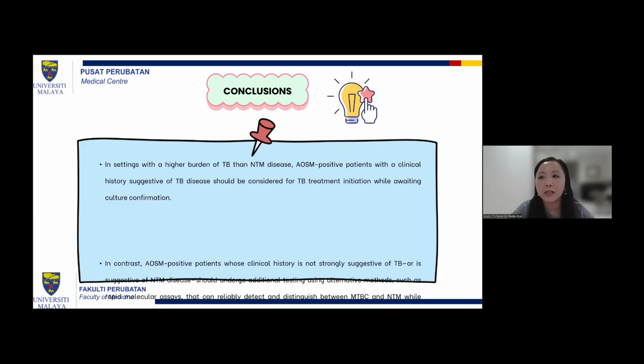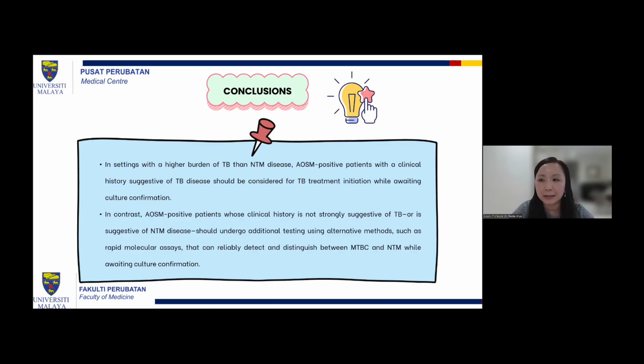In contrast, if a patient has a negative Auramine O smear microscopy result and the clinical history is not strongly suggestive of TB or is suggestive of NTM disease, then it is recommended that they undergo additional testing using alternative methods, such as rapid molecular assays that can reliably detect and distinguish between MTBC and NTM while awaiting confirmation by mycobacterial culture.